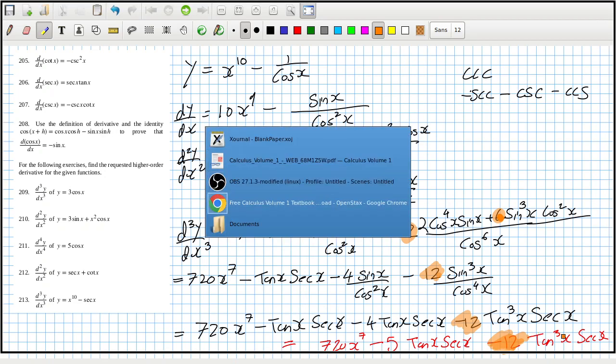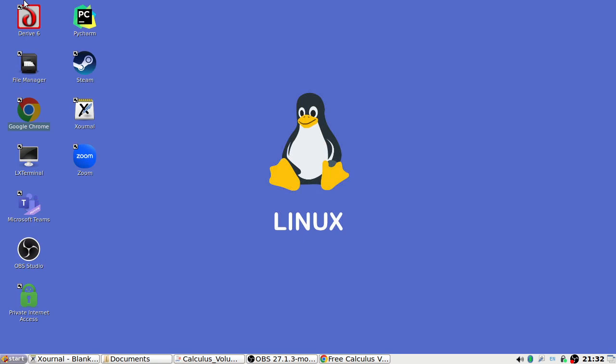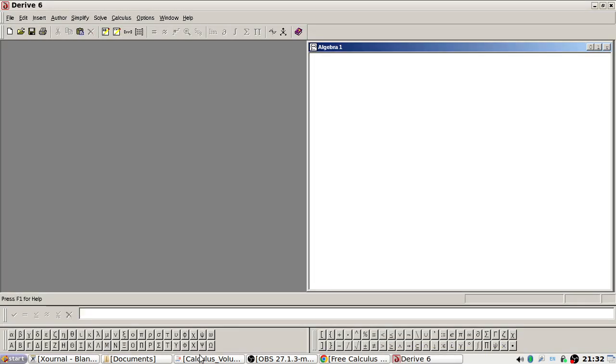Is there any way I could check for sure? If I open up my software, it might not express the answer the way I need it. What I could do is graph their answer and my answer and see if they match. That's probably going to be the best thing to do.